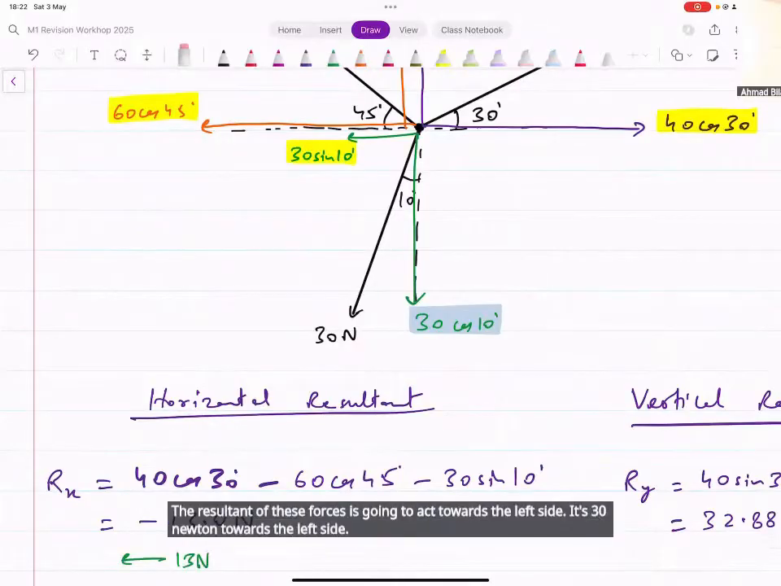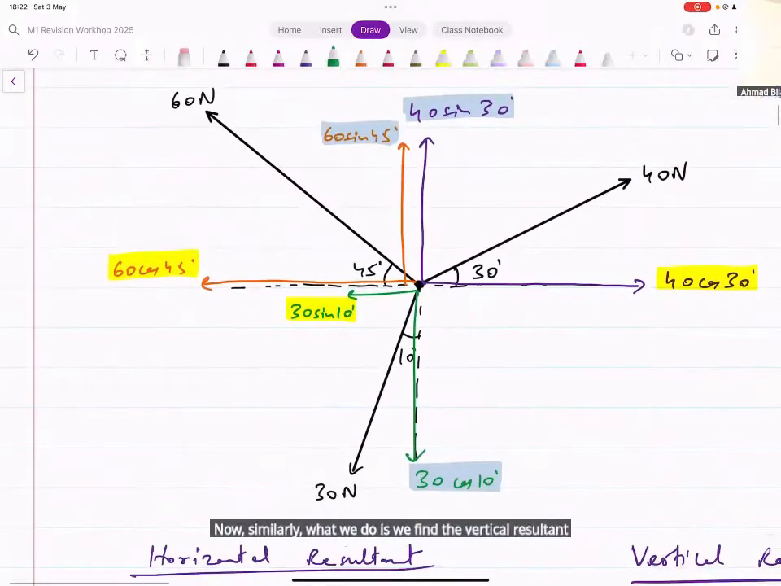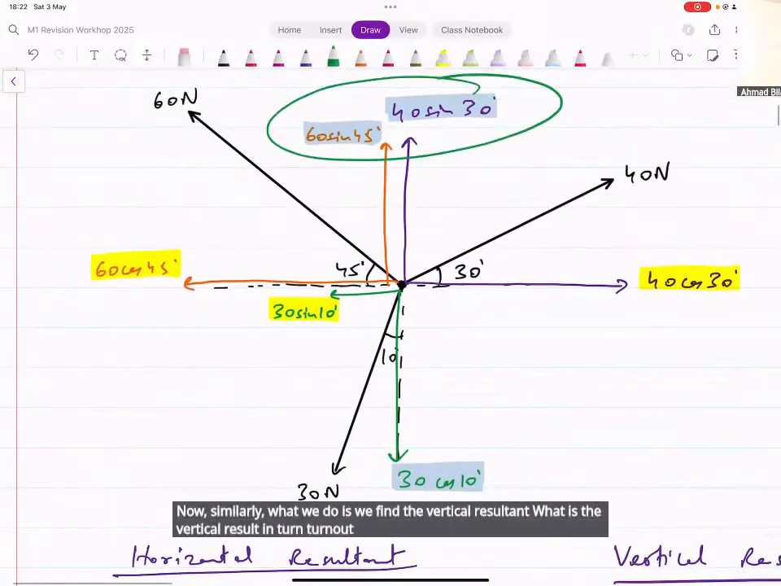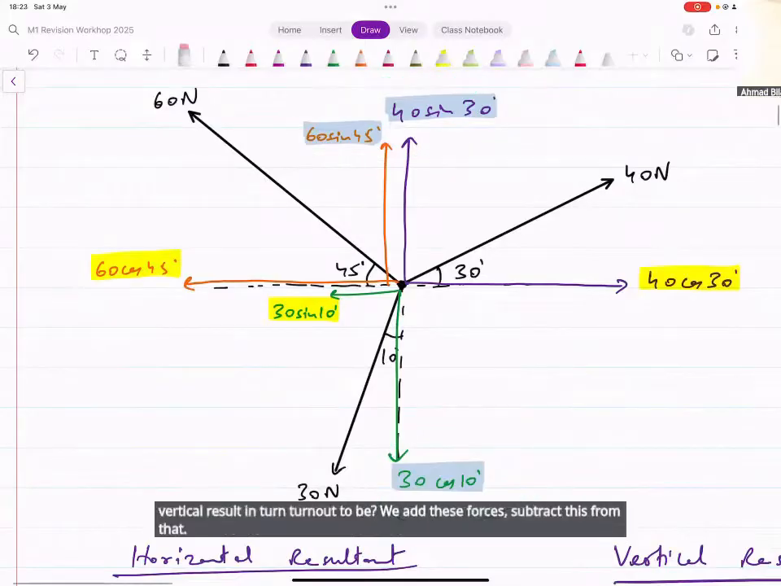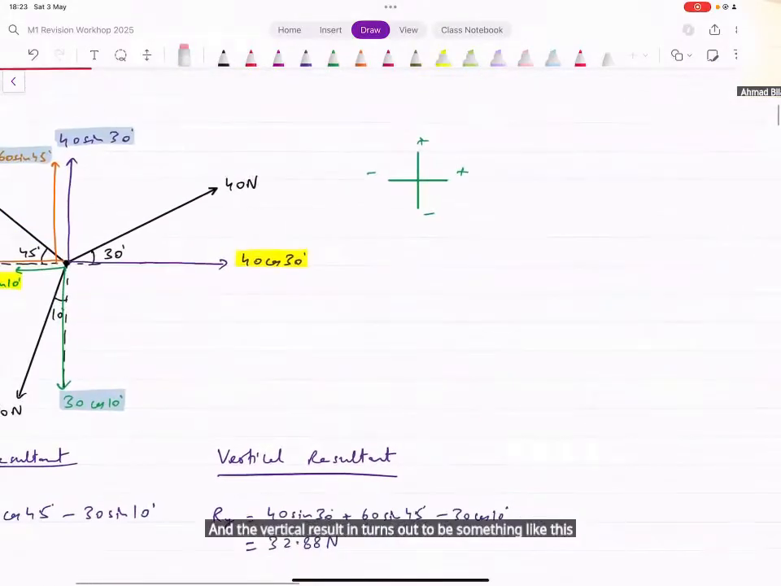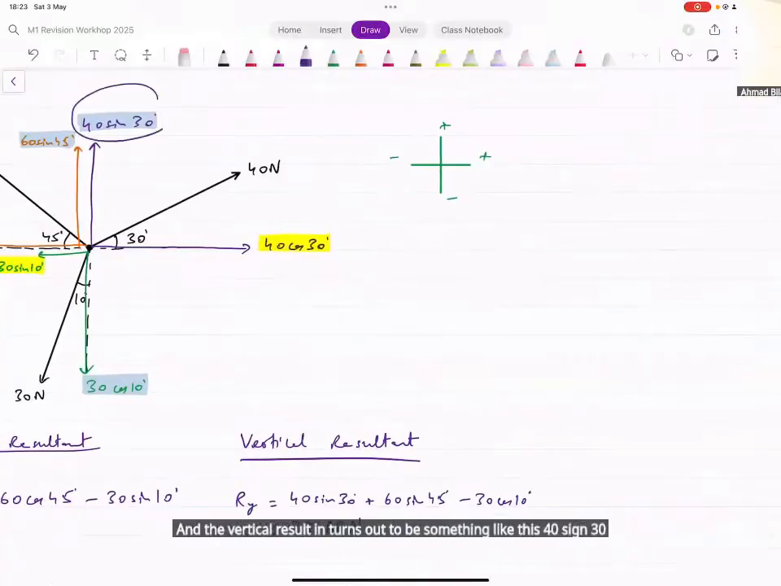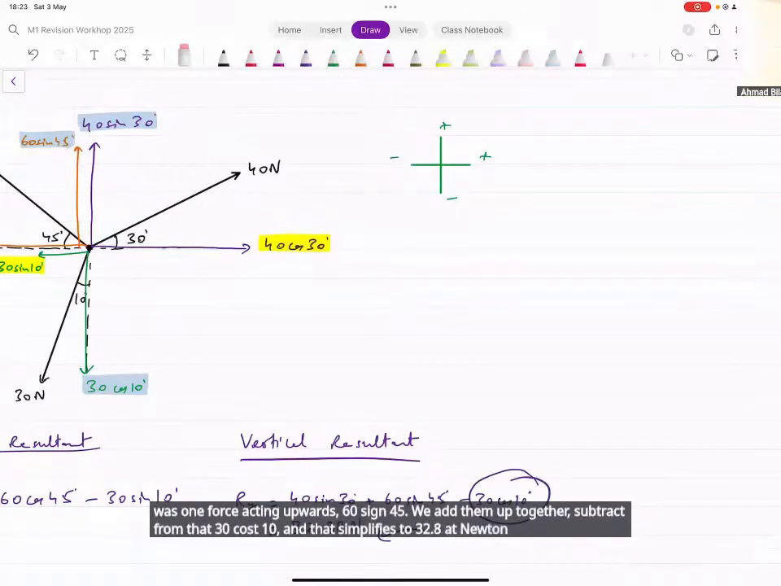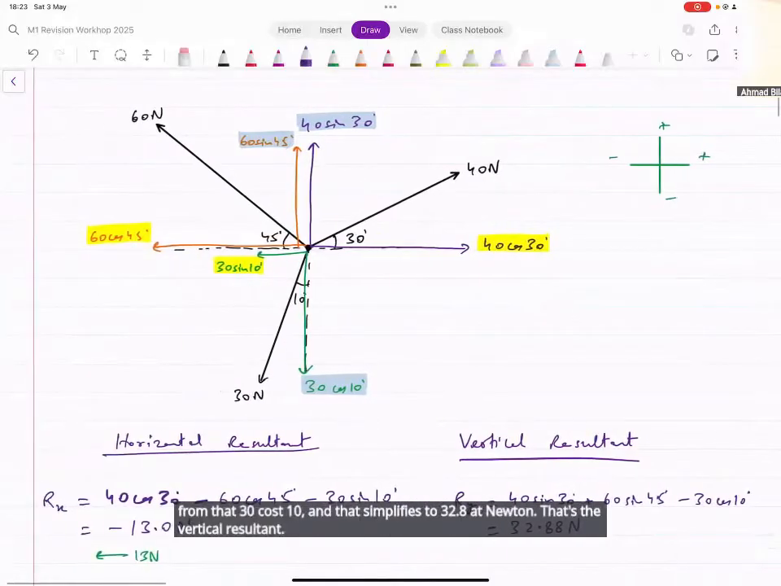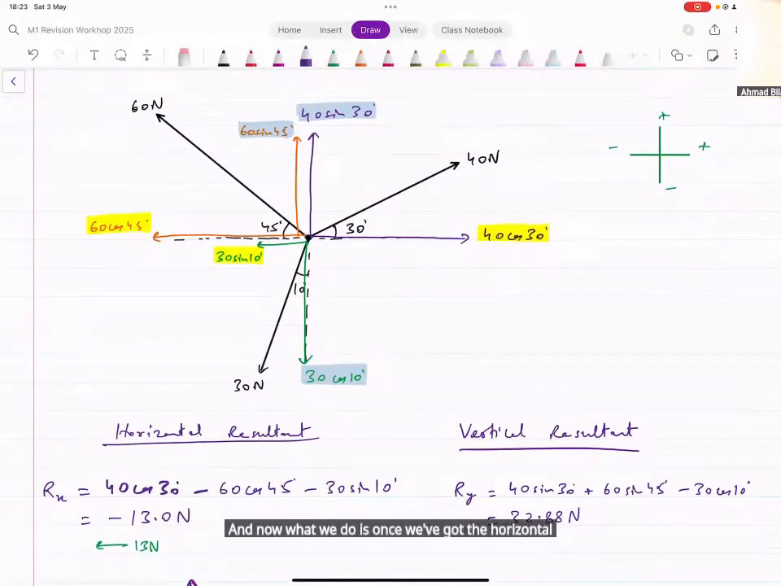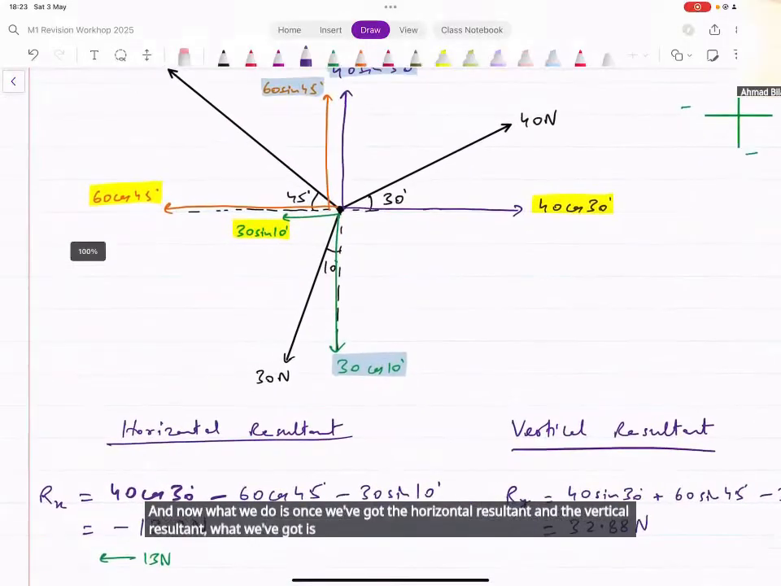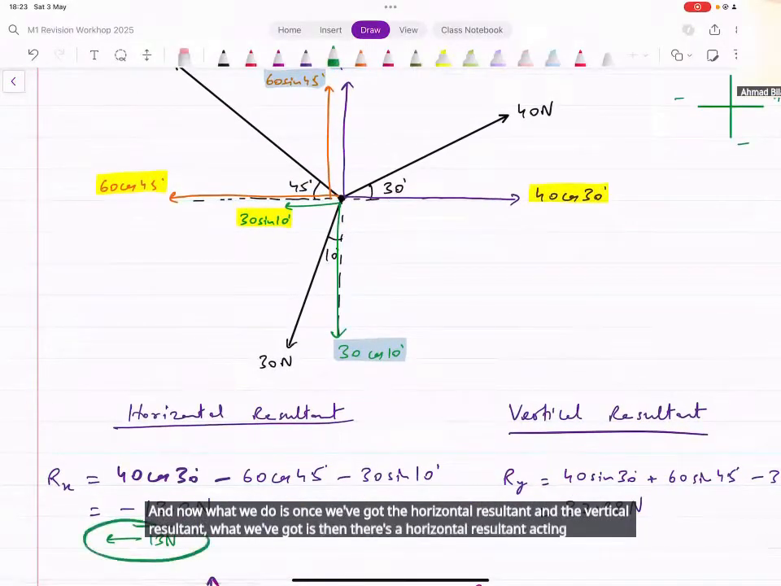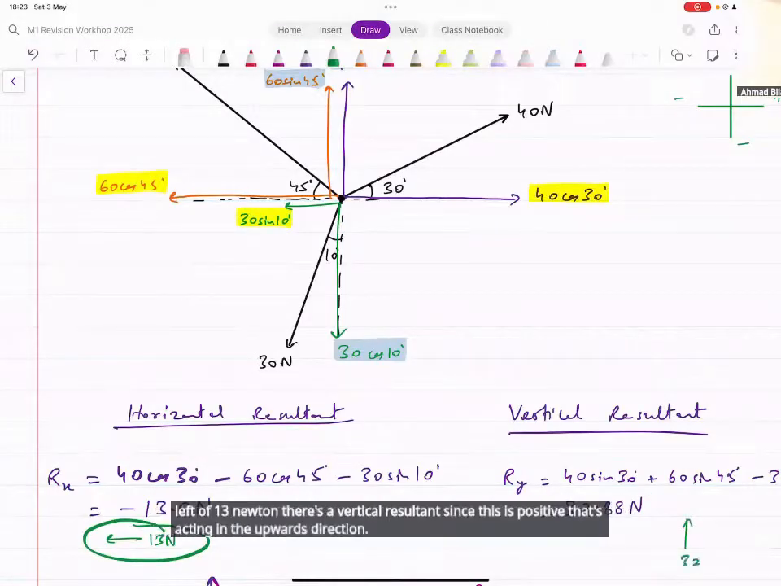Now, similarly, we find the vertical resultant. What does the vertical resultant turn out to be? We add these forces, subtract this from that. 40 sin 30, that was one force acting upwards, plus 60 sin 45, we add them up together, subtract from that 30 cos 10, and that simplifies to 32.88 Newton. That's the vertical resultant. Now we've got a horizontal resultant acting towards the left of 13 Newton, and a vertical resultant, which, since it is positive, acts in the upwards direction, that is 32.88 Newton.